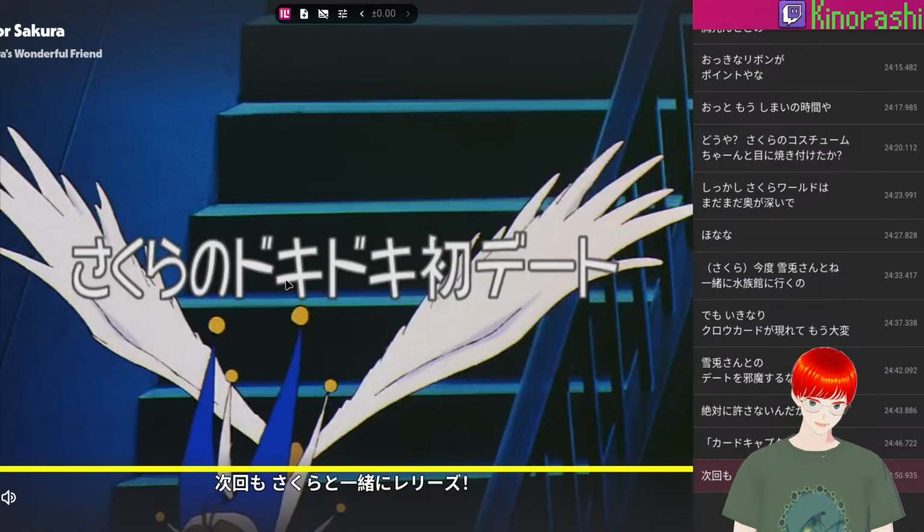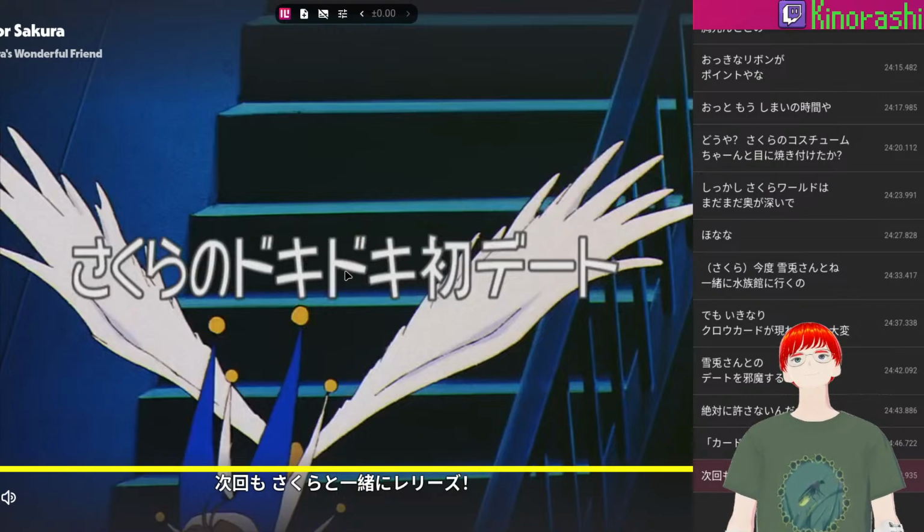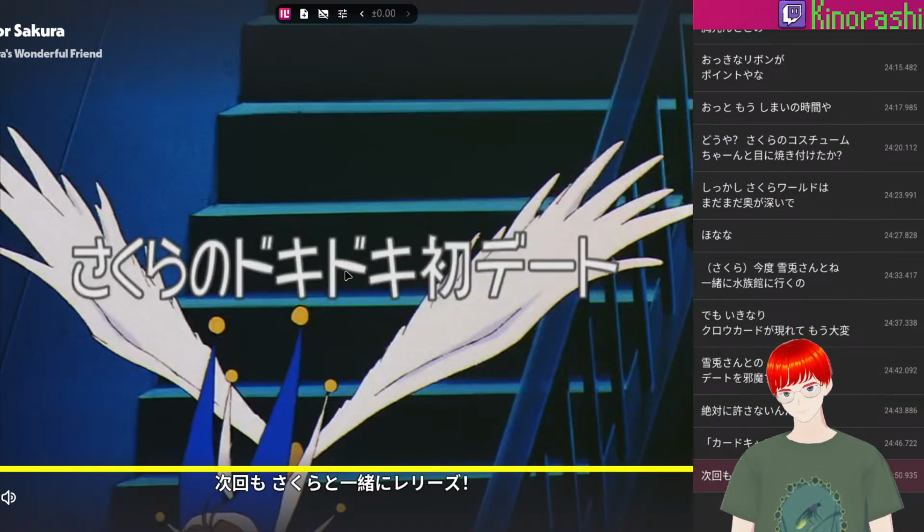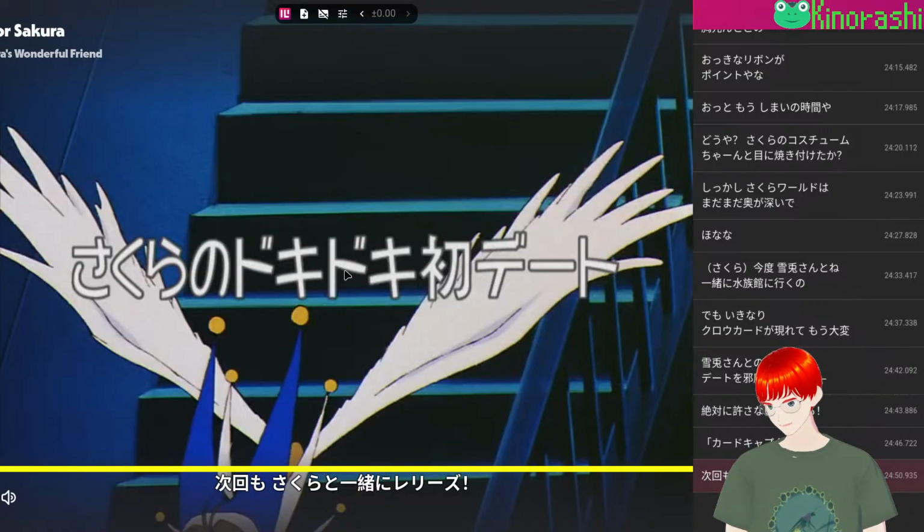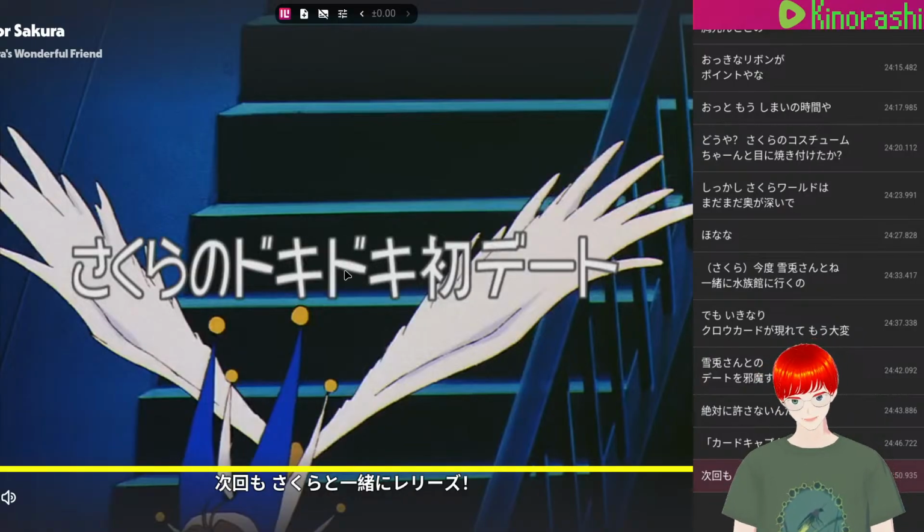By the way, Doki Doki, if you're wondering how this works, it's a word meant to represent the beating of a heart. So from what I can tell, when it gets used, it can either mean that, but it also gets used for the emotion of excitement. So when you see Doki Doki, it could either mean a heartbeat or it could mean exciting. And you have to pretty much tell from context whether it means exciting or heart beating. So Sakura's exciting first date.